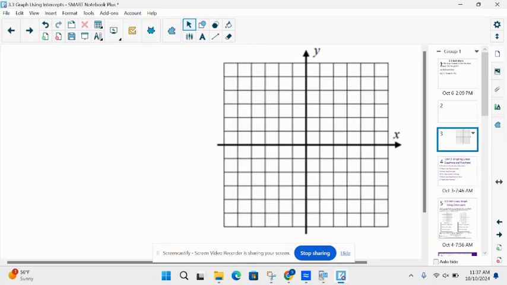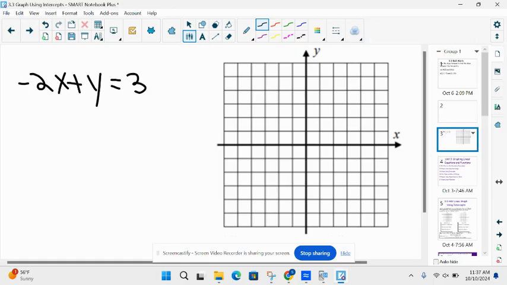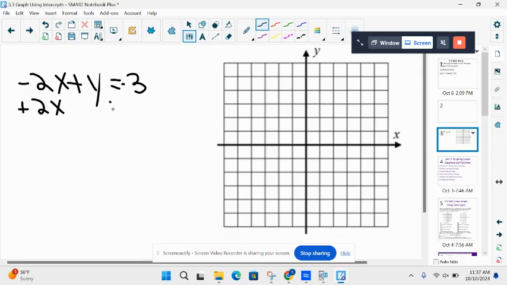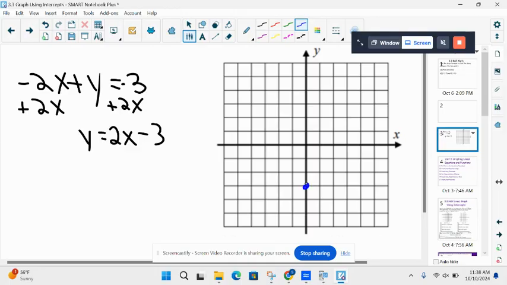So for the first line, it was negative 2x plus y equals negative 3. So you had to get it into slope-intercept form by adding the 2x over. So it'd be y equals 2x minus 3. You don't have to divide anything because y doesn't have a coefficient. And then to graph it, you would plot the y-intercept at negative 3 and then use the slope of 2 to get additional points.